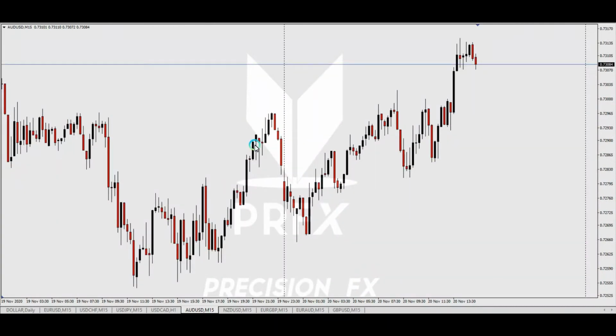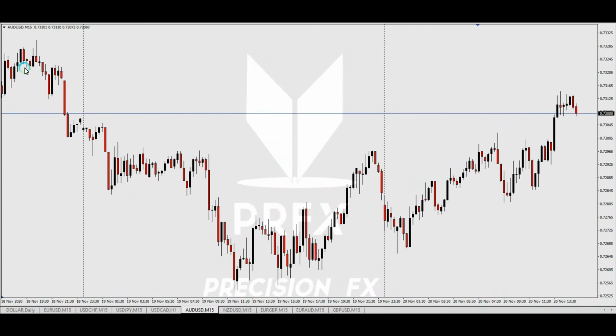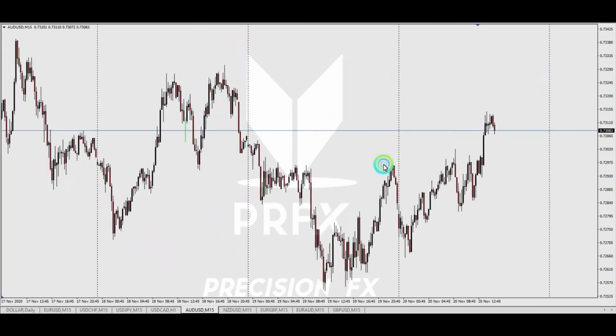Welcome. This is going to be a really short video, and I want you to look at the Aussie US dollar on the 15-minute time frame. Here we have price on its way up. You can see it is the 20th of November 2020. As you know, we are about to approach our second window for the day, which is the New York trading window.